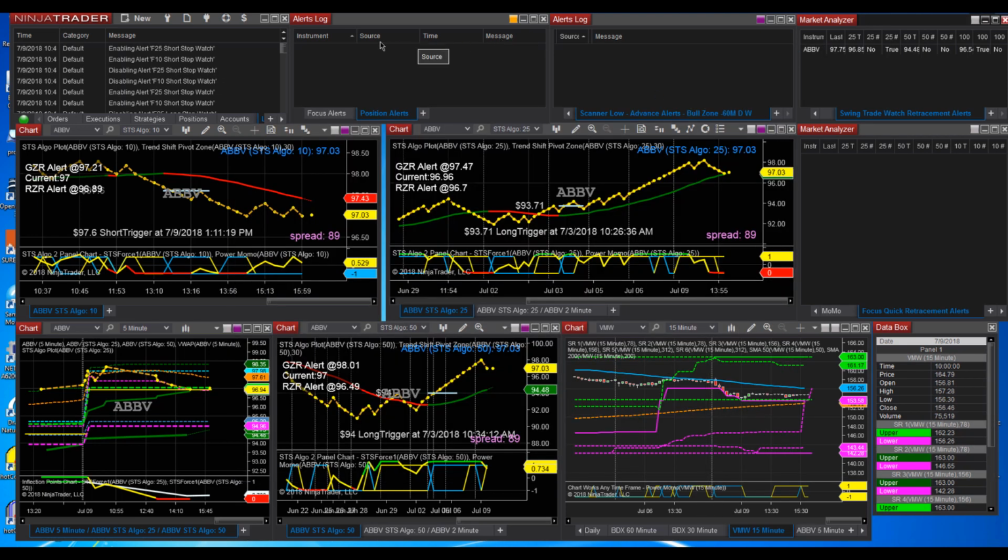The source is the name of this tab. So if I look up, I got swing trade watch retracement. I know one of those stocks I was watching for the pullback to this 50 that I was interested in swing trading. That's exactly what you got here. You got a 25, a 50, and a 10. Up here you got a 25, a 50, and a 100.